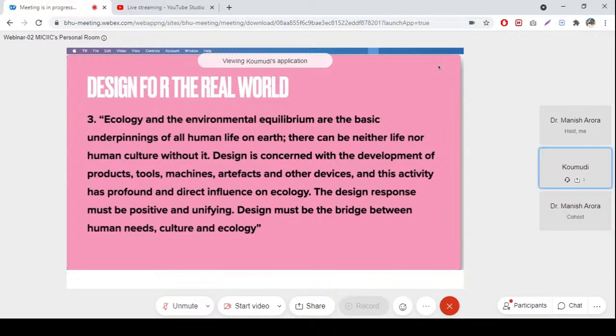Design is concerned with the development of products, tools, machines, artifacts, and other devices. And this activity has profound and direct influence on ecology. The design response must be positive and unifying. Design must be the bridge between human needs, culture, and ecology.